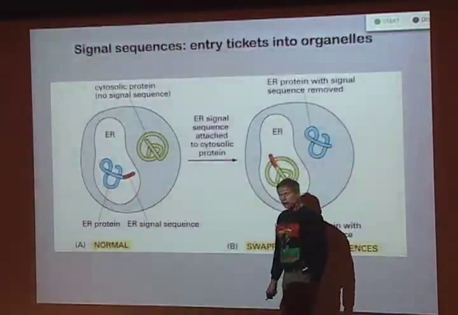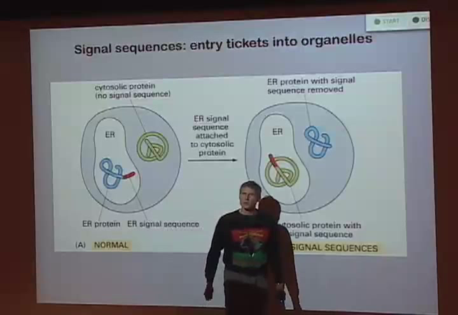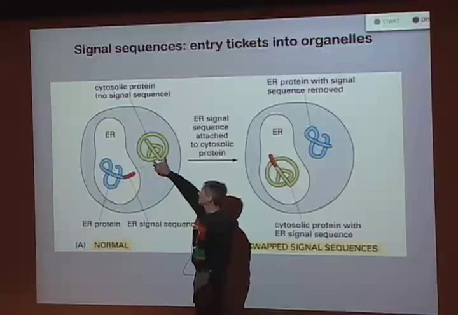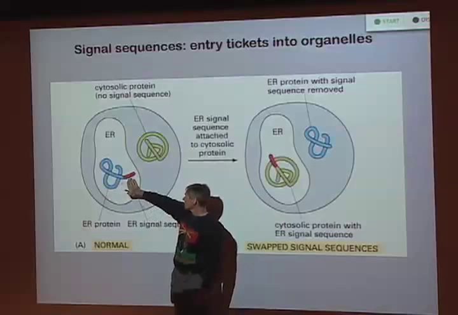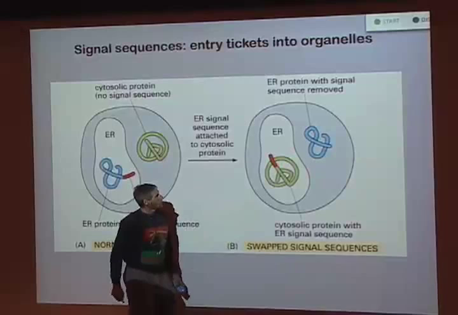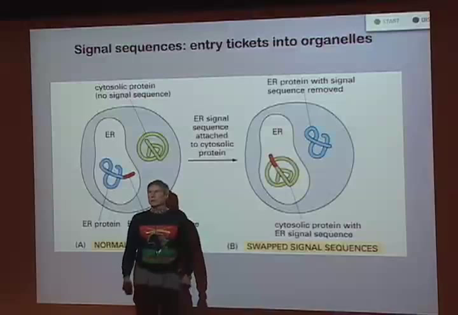You can take signal sequences, the entry ticket to get into the party, to get into the ER, and you can use recombinant DNA to splice them from one protein to another. So a protein that's normally targeted to the lumen inside of the ER has this signal sequence. You can splice that off and put it on this green protein, which is normally in the cytoplasm, and lo, the green protein gets into the lumen and the blue protein stays in the cytoplasm. It doesn't have its ticket.